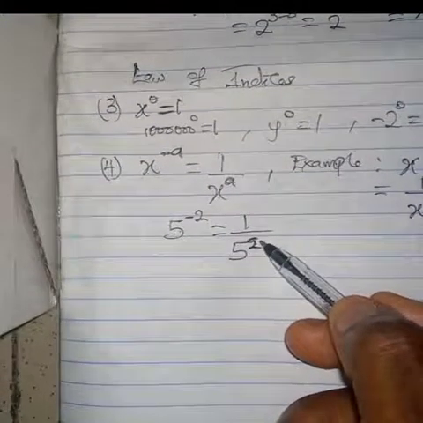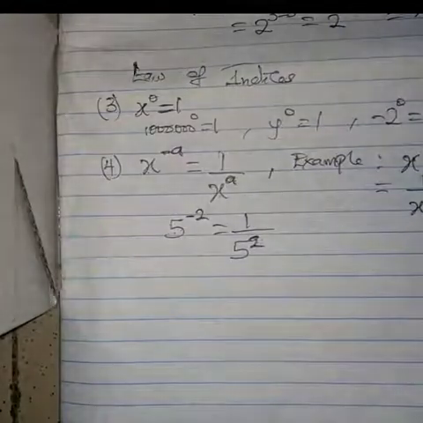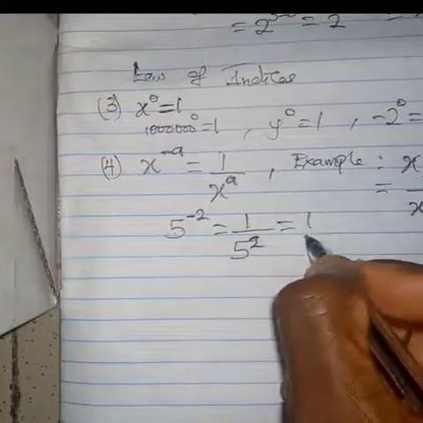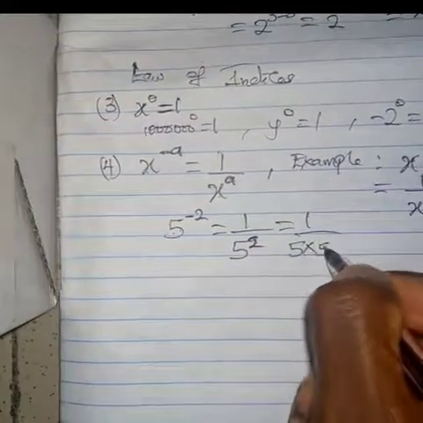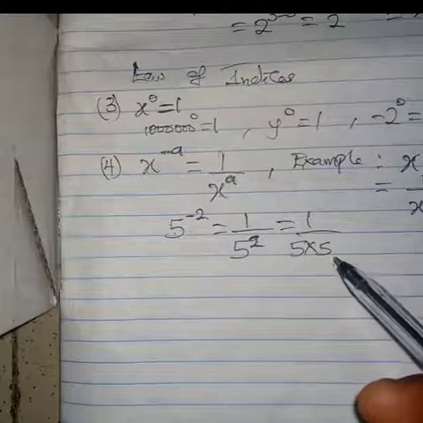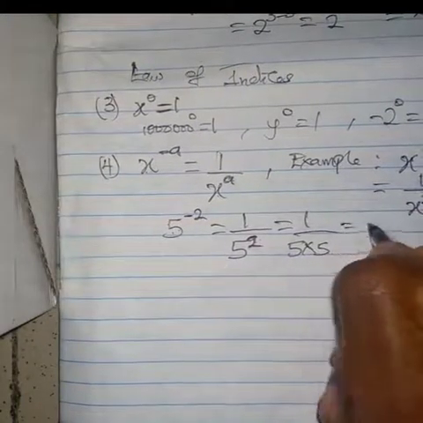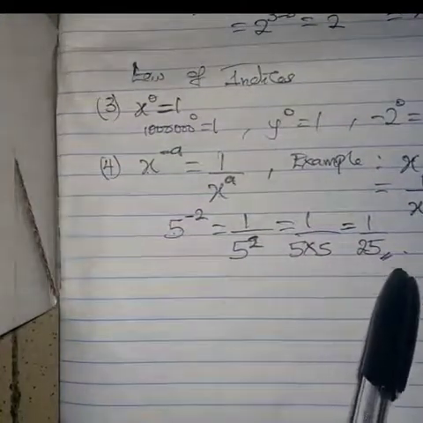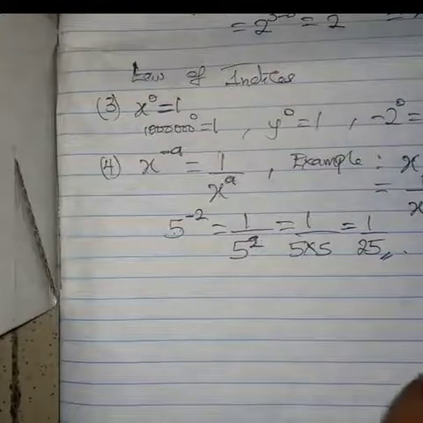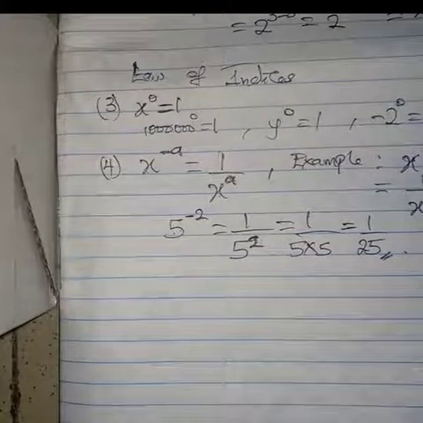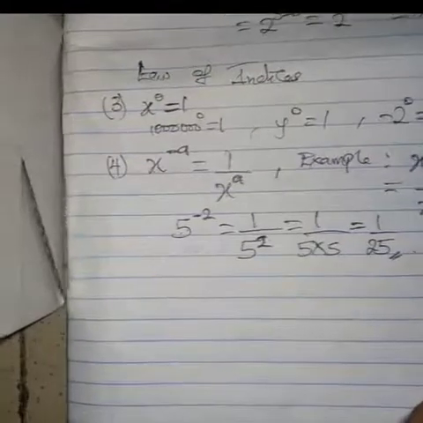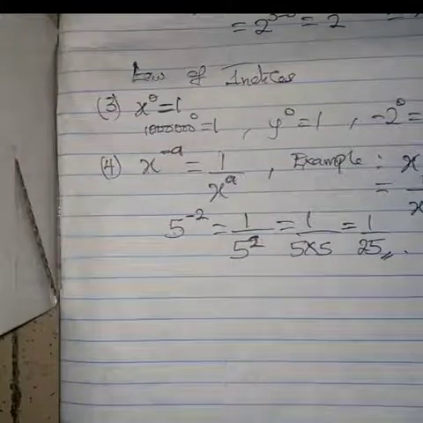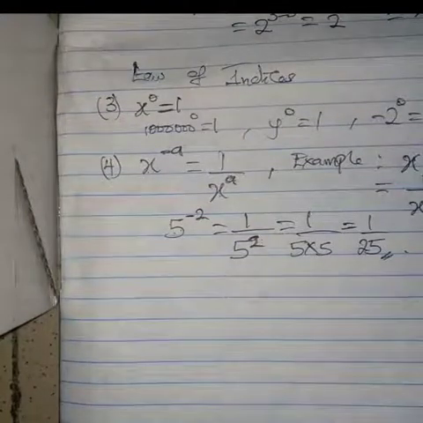But 5 raised to the power of 2 in index form, if you are good with your index form, you know that 5 to the power of 2 is the same thing as 5 times 5, right? And 5 times 5 is 25. So you have 1 all over 25 as your final answer. It's so straightforward, right? All you just need to do is follow the rules and you get your answer.